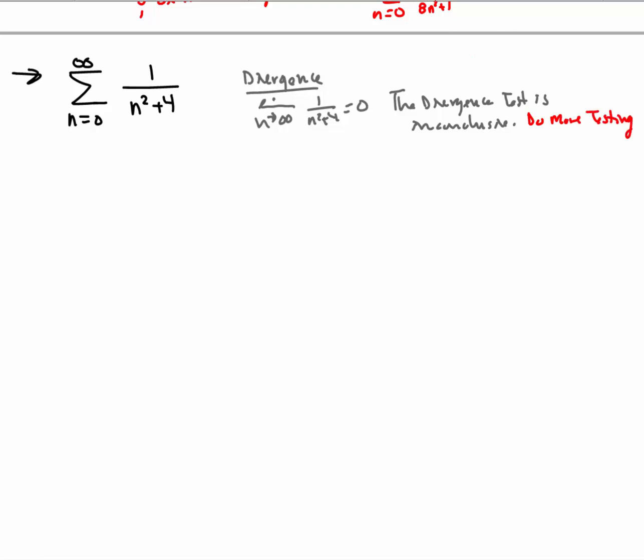So I think that we should be able to integrate this. So I'm going to try the integral test. Now remember, with the integral test, I have to establish three things first. You can't just automatically assume that these are true. We have to show that this is continuous, that this is positive, and that this is decreasing.